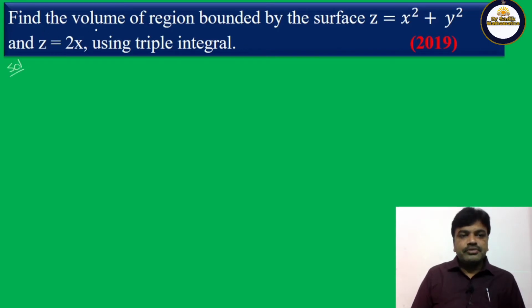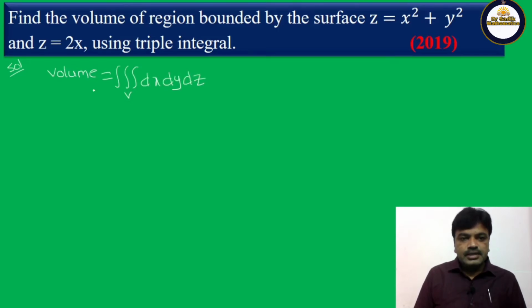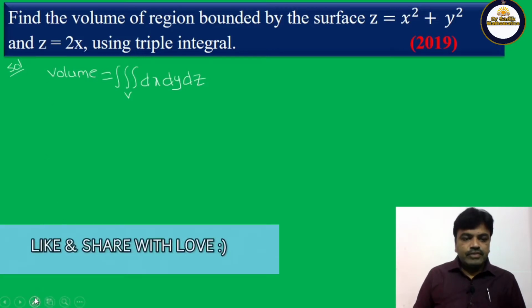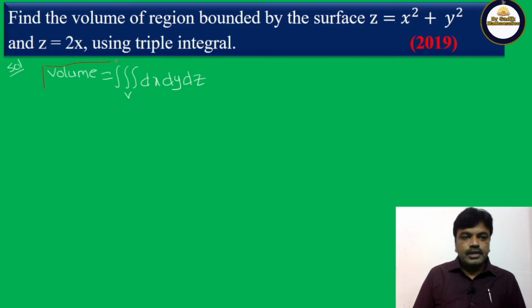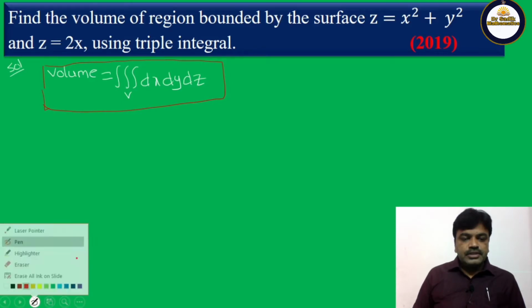What it says: find the volume using triple integral. So in triple integration, the volume formula is triple integral over V dx dy dz. Okay, this is the volume formula. You highlight the volume formula. And then what are the given surfaces here?